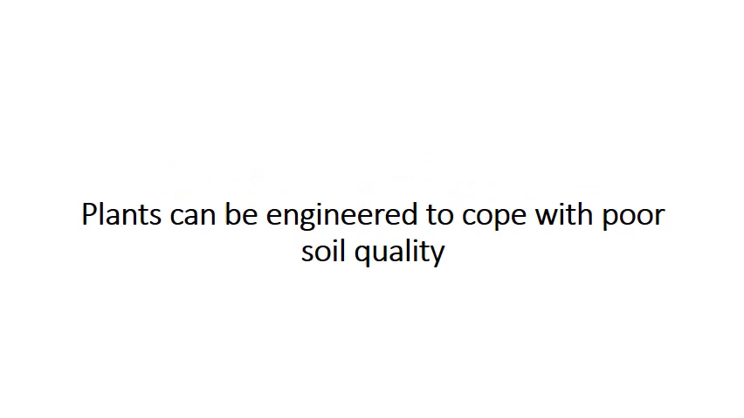Now we come to poor soil quality. About 65% of the world's potential arable land consists of marginal soils, which are characterized by extreme pH, limited nutrient availability, and high levels of toxic metals. Acidic soils, which account for 40% of arable land, have low levels of available phosphorus and iron but high levels of aluminum.